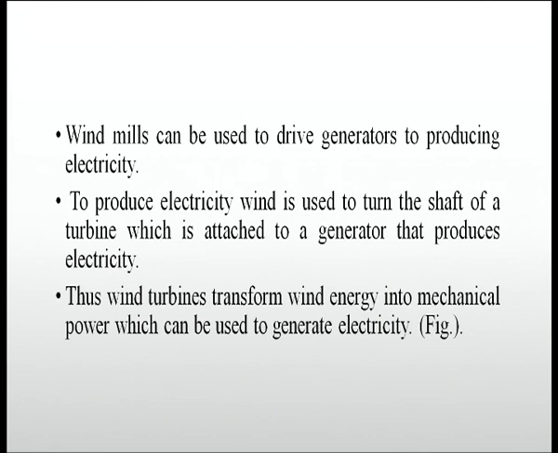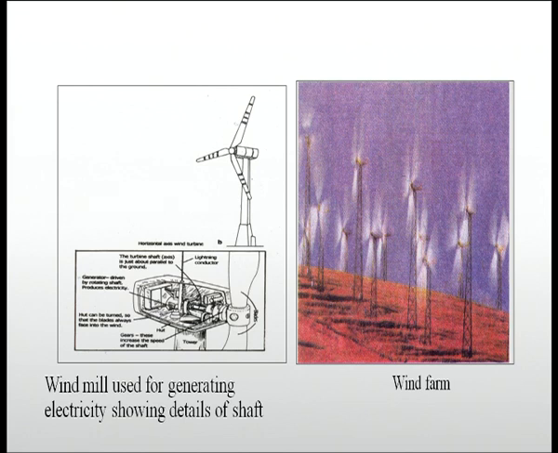To produce electricity, wind is used to turn the shaft of a turbine, which is attached to a generator that produces electricity. Thus, wind turbines transform wind energy into mechanical power, which can be used to generate electricity. So, these are the windmills which are used for generating electricity with the shaft.